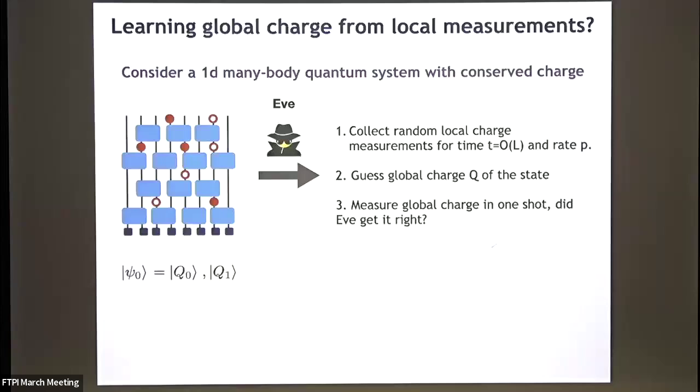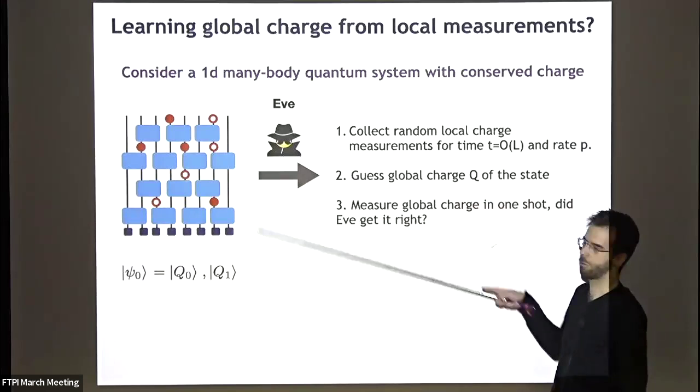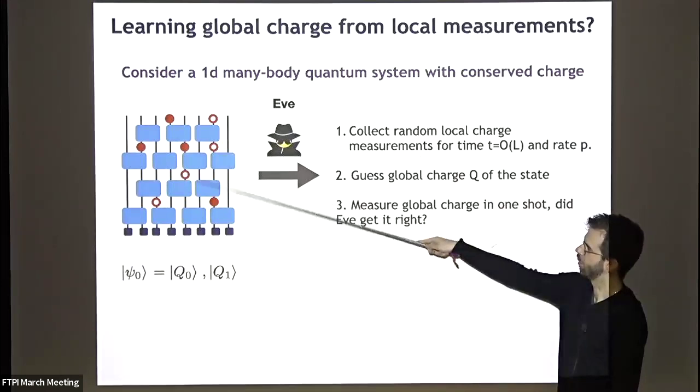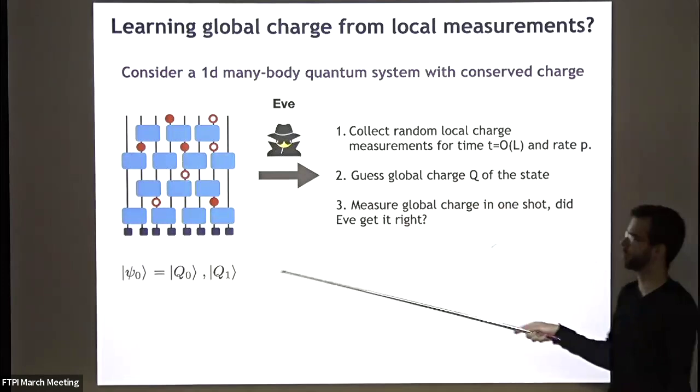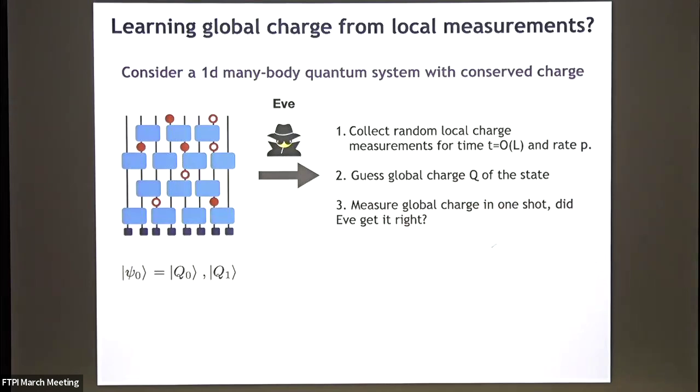And during that dynamics, you're going to be measuring your system. So you have Eve, eavesdropping or measuring the system, making local measurements of charge. The question I'm going to ask is whether Eve can determine which charge sector it is. Of course, you could just measure the whole wave function. Obviously, that will just tell you what the charge is. That's no fun. So the way I'm going to do it is imagine that Eve can do this only in a partial way.